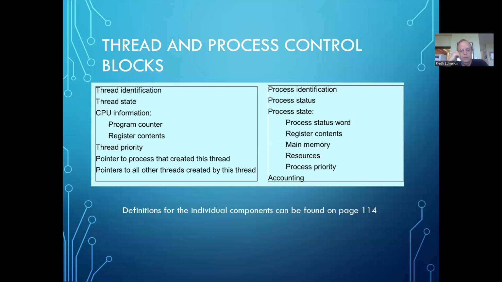For the threads, we need the program counter and the register contents, its priority, pointer to the process that created the thread, and all the other threads created by this thread. So threads can spawn more threads. Probably seen that in 350.